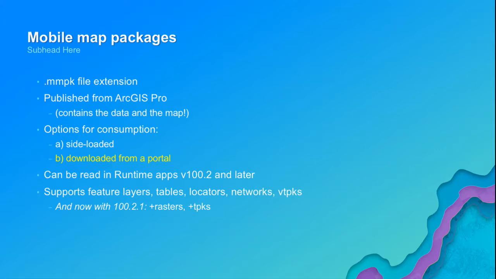One of the specific things about mobile map packages, and there are different versions, is that they can be consumed or read in runtime apps 100.2 and later. And there are a number of different feature types that can be packaged into a mobile map package: feature layers, tables, locators, networks, vector tile packages, and then with the release of update 2.1, which went live maybe 3-4 weeks ago, you can also now package rasters and tile packages.